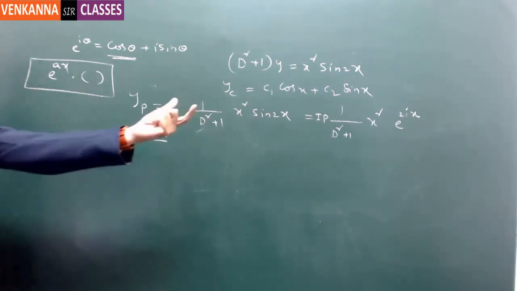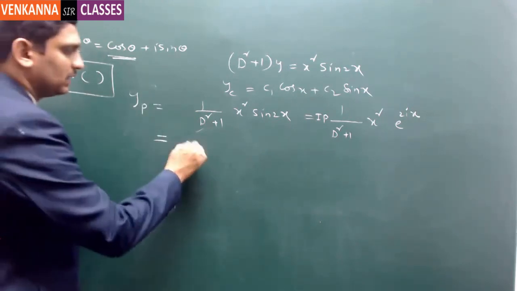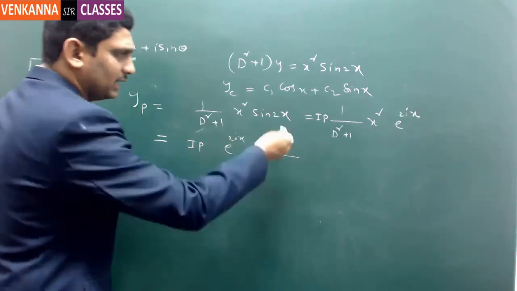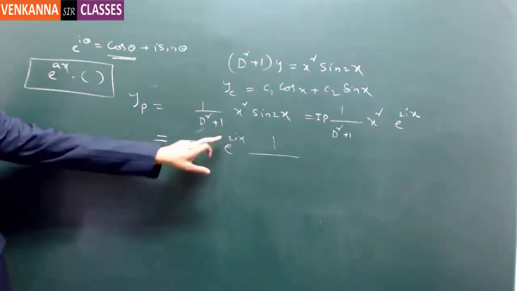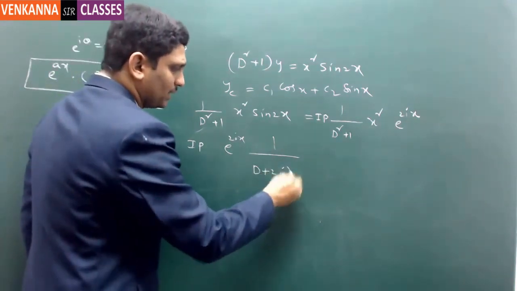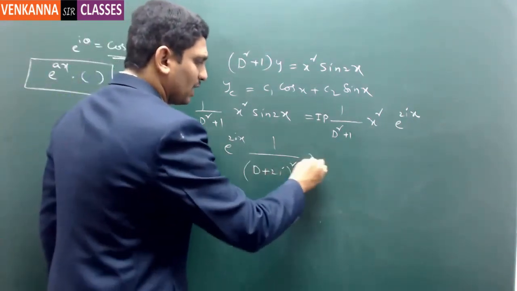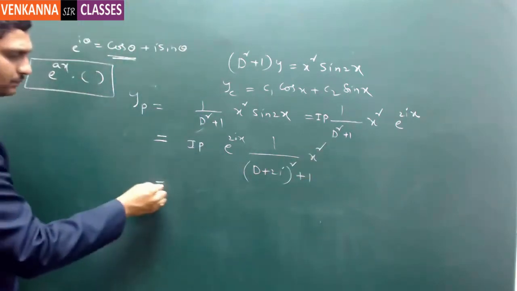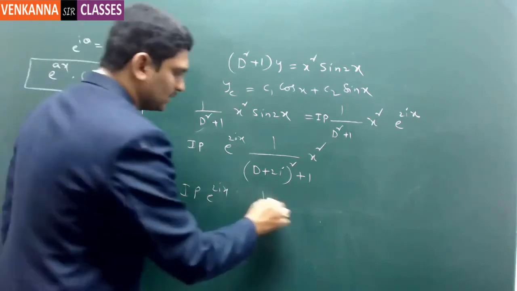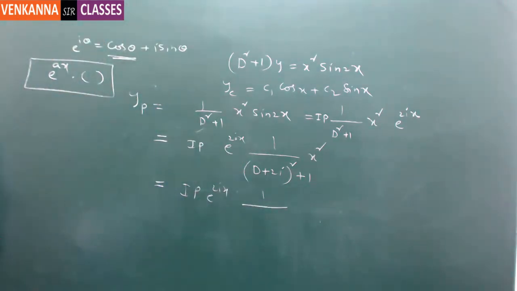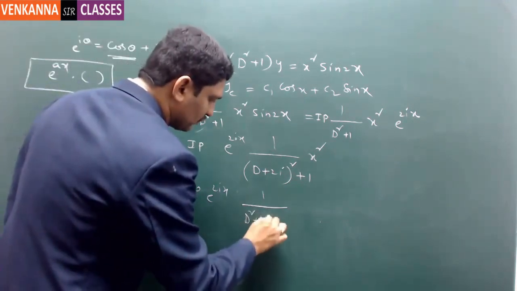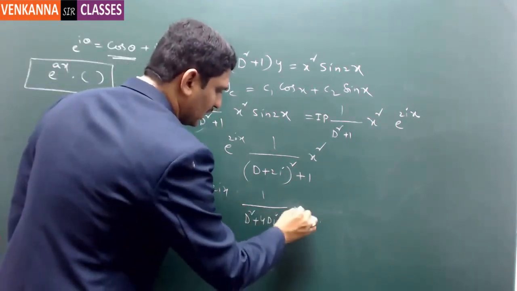Now, applying the same criteria, imaginary part e power 2ix comes to the front and d should be replaced with d plus 2i. So, 1 by (d plus 2i) whole square plus 1 of x square. If you simplify the thing, you are going to get it as d square plus 4di minus 3 of x square.